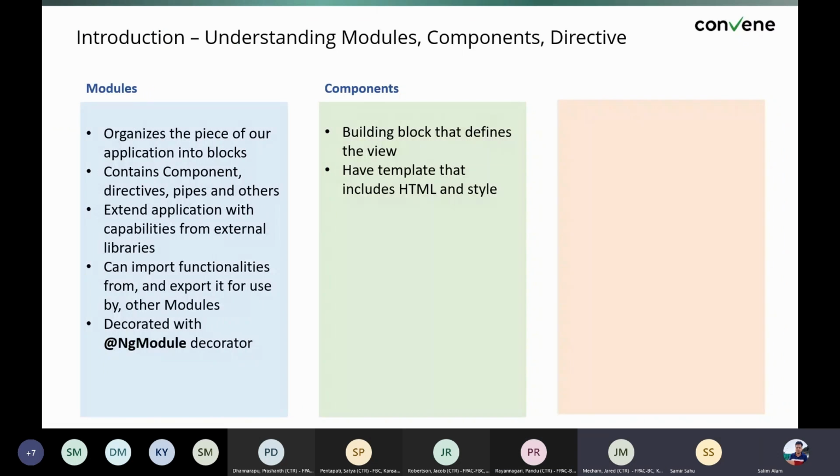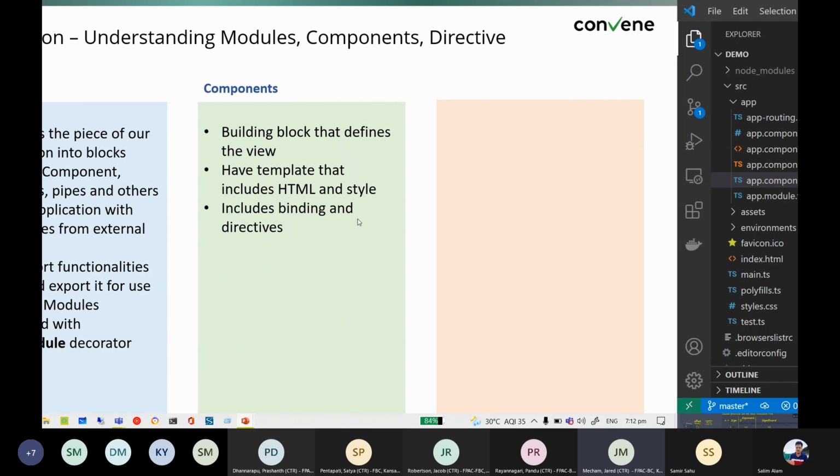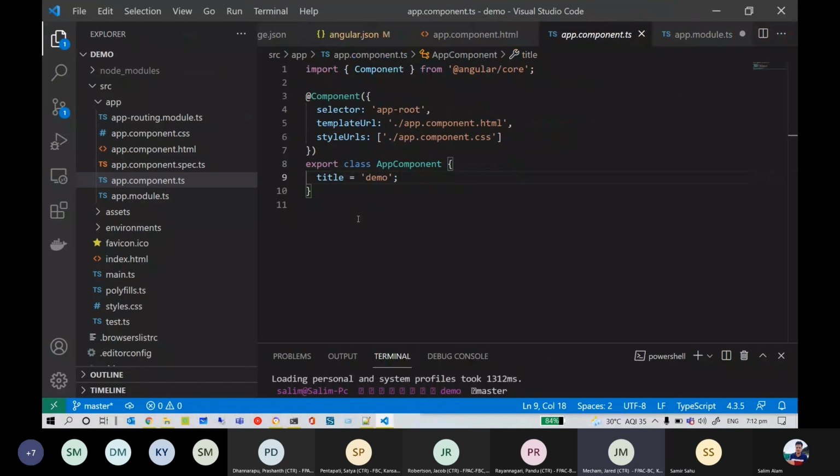So each component potentially has its own specific CSS for that component. Yes, correct. The CSS isn't really at the page level, it's at the component level.